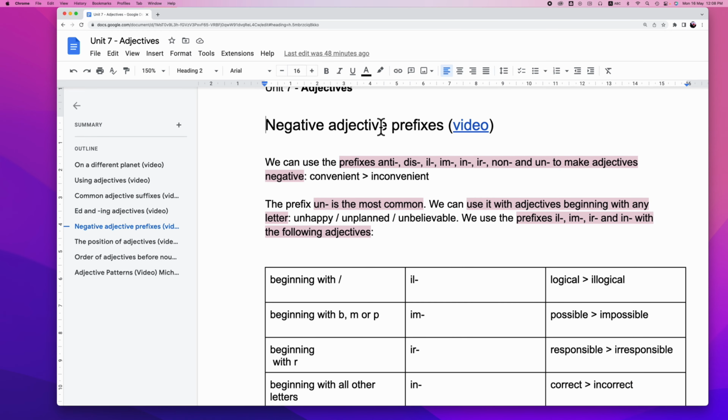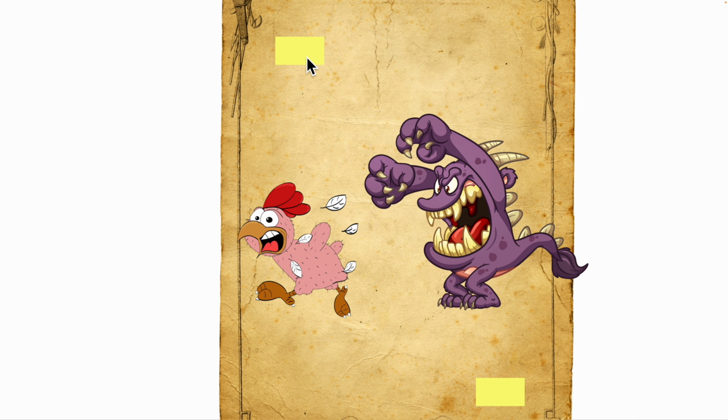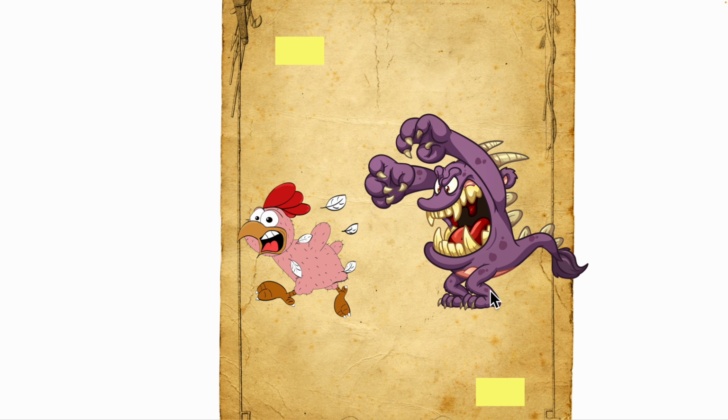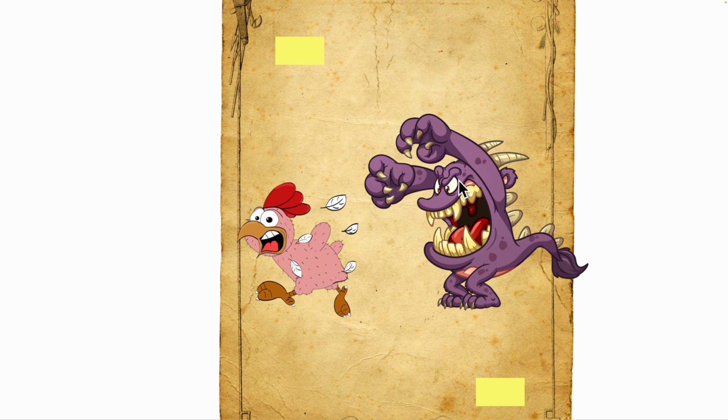Negative adjective prefixes. Prefixes are letters put in front of an adjective, and we all know that they represent some sort of negative meaning. So in the poem, we already have an adjective at the beginning. This one reminds us of the prefix, and this one reminds us of the suffixes. And we have the poem, as well as the ing adjective and the ed adjective. Then what's next? Let's take a look.